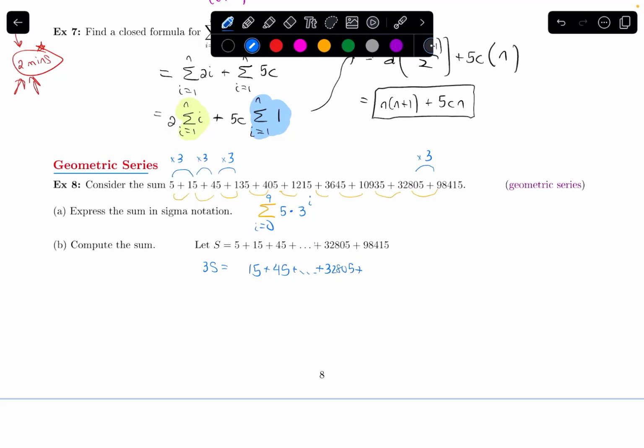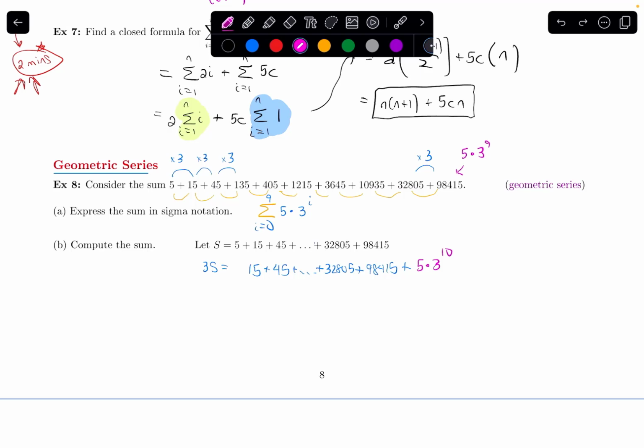32805. Multiplying 32805 by 3, I get 98415. If I multiply that by 3, I'll get something new. But let me use the fact that 98415 is just 5 times 3 to the 9. So if I multiply that by one more 3, I would get 5 times 3 to the 10. I could work that out if I really wanted to. It's some 6-digit number, but let me just leave it like that for now.